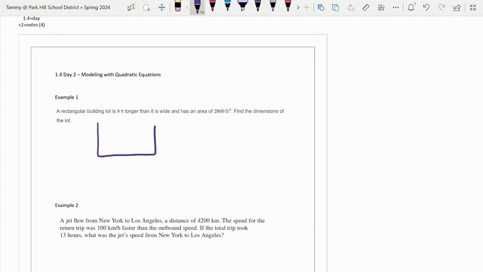First thing I like to do on these is draw a picture. So 8 feet longer, so if the width is x, then this has to be x plus 8. And it tells us our area is 2,900 square feet. Area is length times width, so x times x plus 8, and that has to be 2,900. So 2,900 has to equal x squared plus 8x.